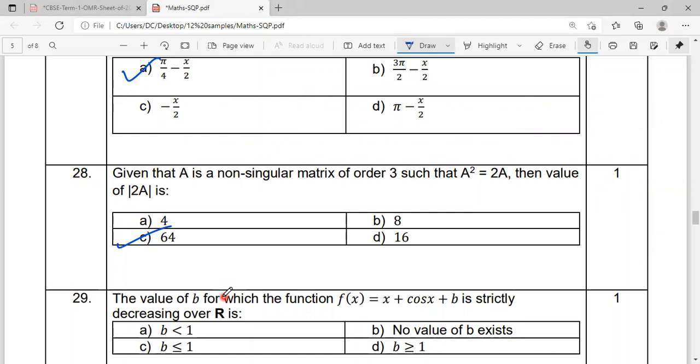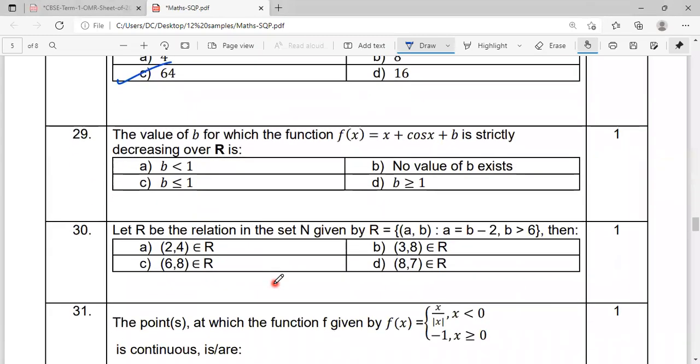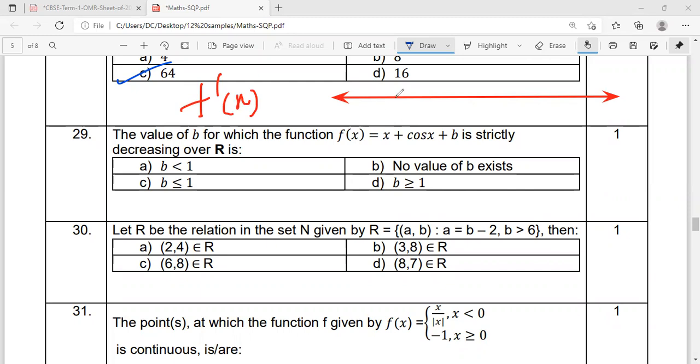Value of b for which the function is strictly decreasing. Again, see, there are questions of strictly decreasing which can be answered mostly within 30 seconds. And he's saying decreasing over R. This has to be decreasing. For decreasing or increasing, you want f dash x, which will be equal to 1 minus sine x, of course. Strictly decreasing means 1 minus sine x should be less than 0.